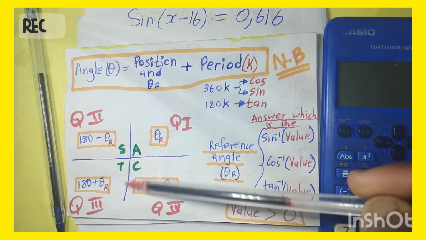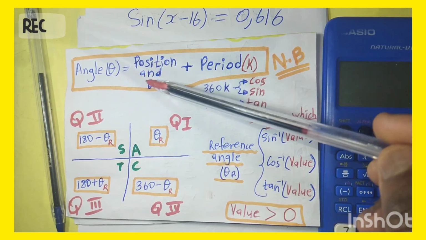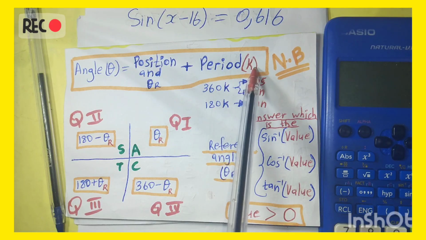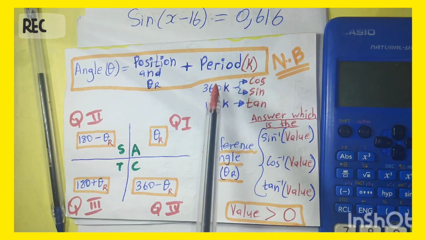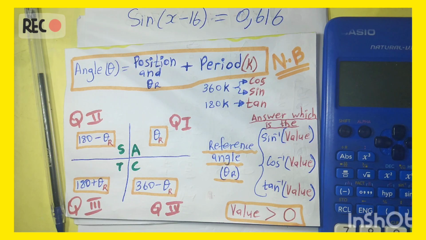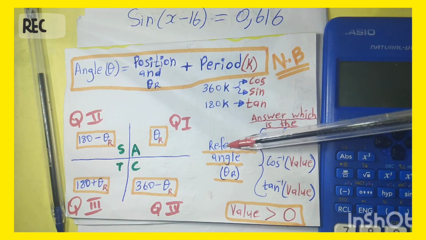So for this part, when it comes to the period K, you should understand that cos and sine will be using 360K, but for tan they will be using 180K when it comes to a period. Do you see? Yeah.